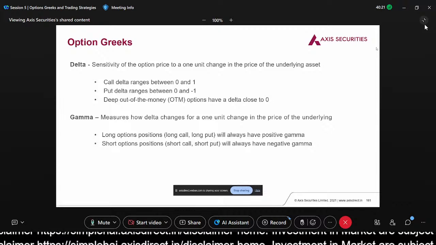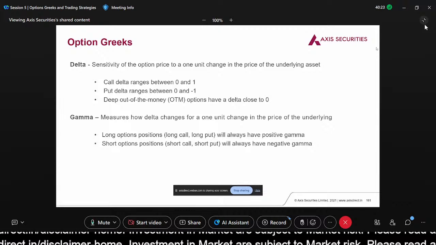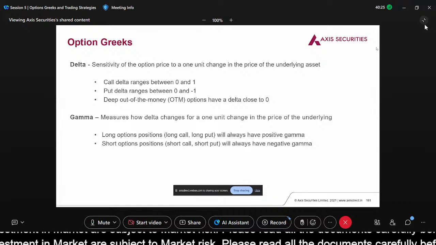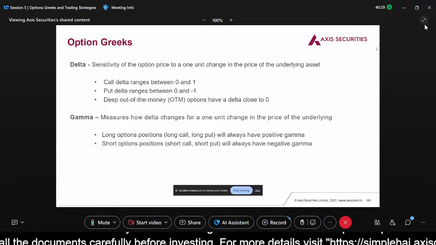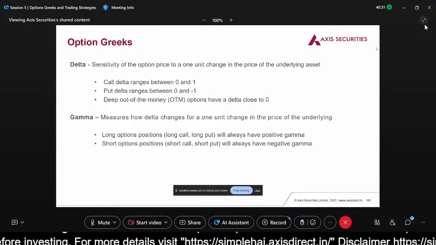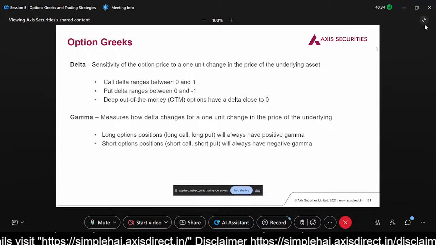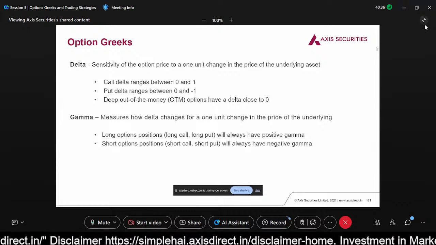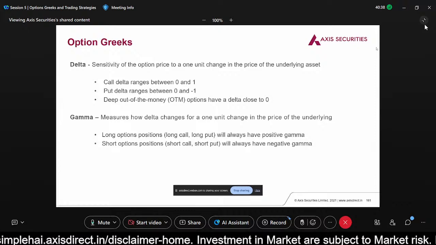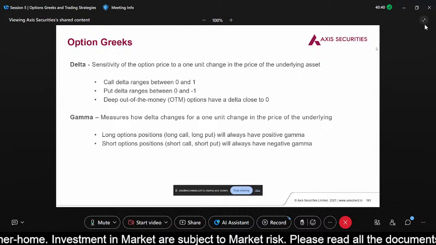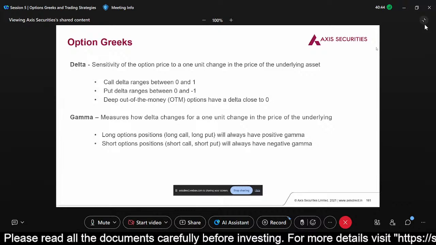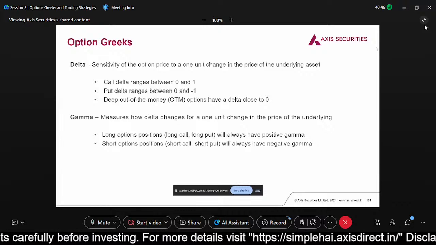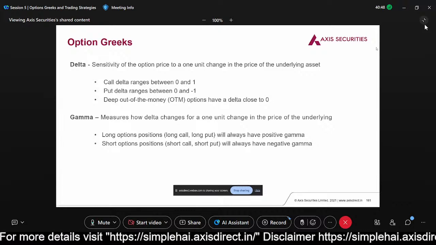Guys, slightly confusing. Don't worry about it. Just remember this. Options delta positive for always calls, negative always for puts. Gamma always positive for longs, irrespective call and put. Gamma always negative for shorts, irrespective of call or put. Just remember this, guys.